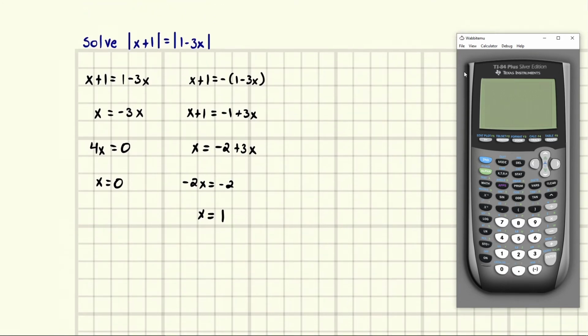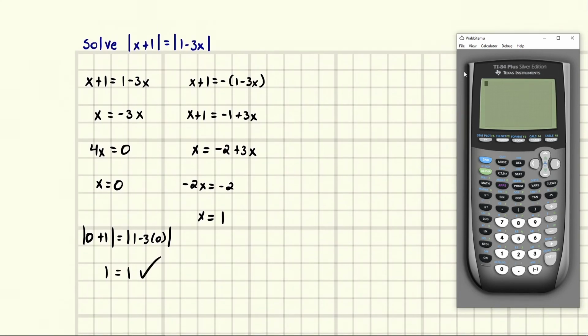Of course, it's a good idea to check these to verify that we've got the right answers. So if we plug in 0, what do we get? We get the absolute value of 0 plus 1 equals the absolute value of 1 minus 3 times 0, which is the absolute value of 1 and the absolute value of 1, which is 1 equals 1. So this one checks out.